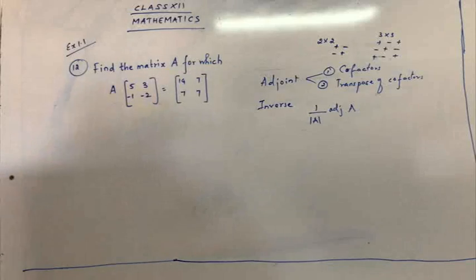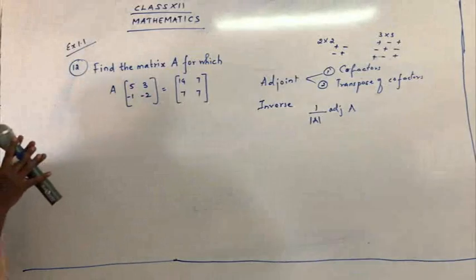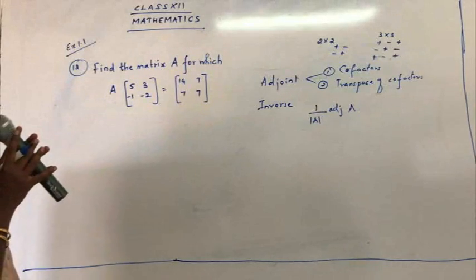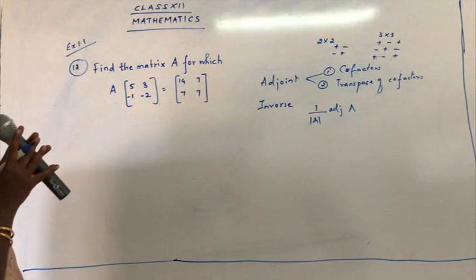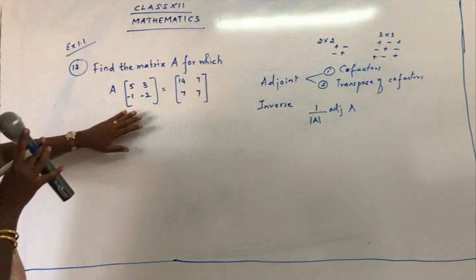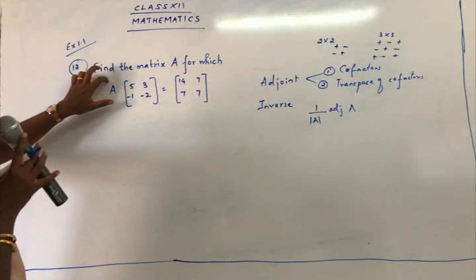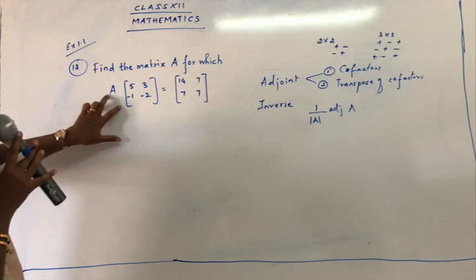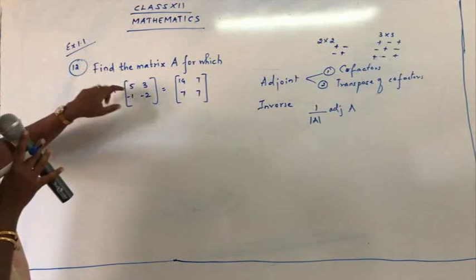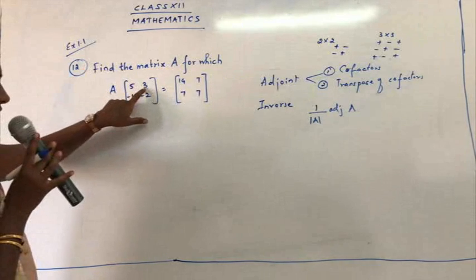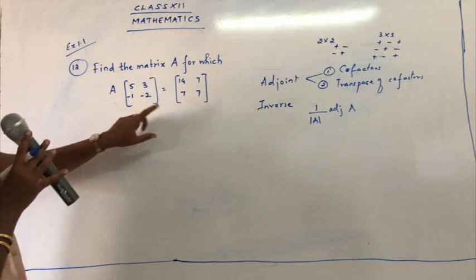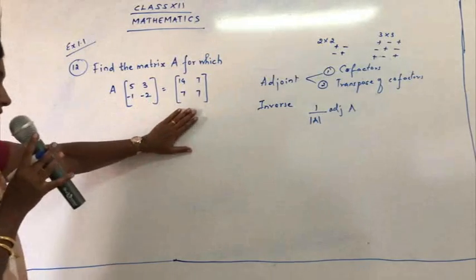Okay, children. Let's see how to go for the sum. Now see the first line, that is the question part. We have two matrices on the LHS part. That is, find the matrix A. So now A is again a matrix. So we have two matrices over here: one matrix is A and the other matrix is 5, 3, minus 1, minus 2. And we have one more matrix on the RHS part.